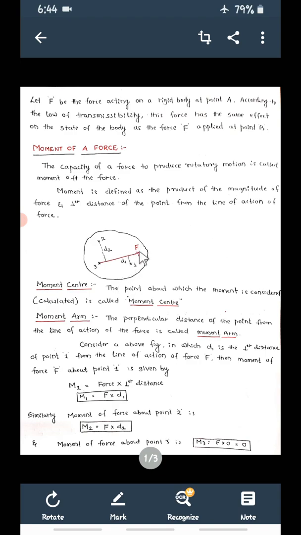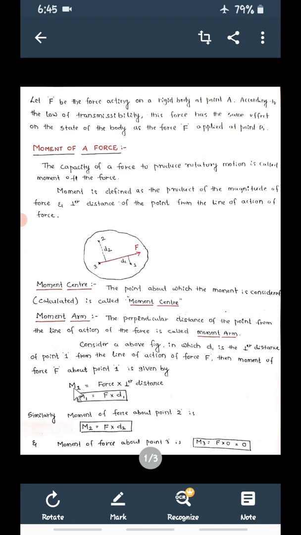Moment of this force F about point 1. Remember, capital M indicates moment. From here onwards, whenever we write capital M, it is nothing but a moment. So at which point do we want the moment? We want to calculate at the first point. So, the moment of this force F about the first point.